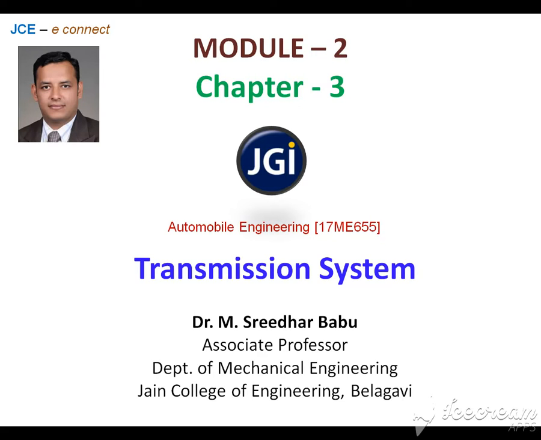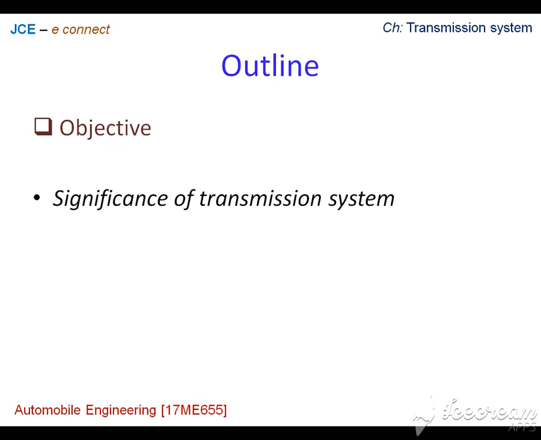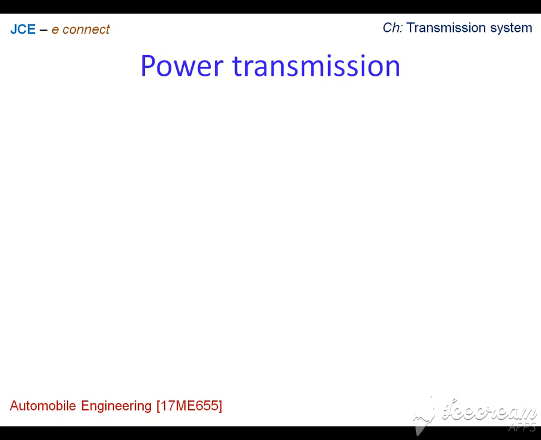We are looking at a chapter titled Transmission System, belonging to module number 2, and it's chapter number 3. In today's lecture we are going to look at how exactly the power that is developed inside the cylinder is transmitted to the wheels in order to keep the vehicle moving.